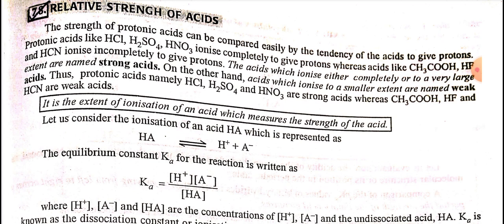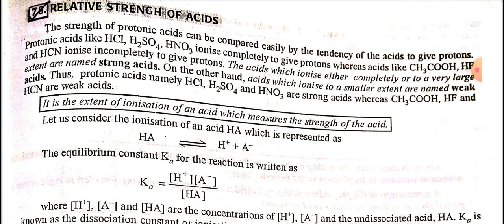Then, the relative strength of acids. The strength of protonic acids can be compared easily by the tendency of acids to give protons. Protonic acids like HCl, H2SO4, HNO3 ionize completely to give protons, whereas acids like acetic acid, HF, and HCN ionize only partially. Acids which ionize either completely or to a very large extent are named strong. On the other hand, acids which ionize to a smaller extent are named weak acids. These protonic acids, namely HCl, H2SO4, and HNO3, are strong, whereas acetic acid, HF, and HCN are weak.